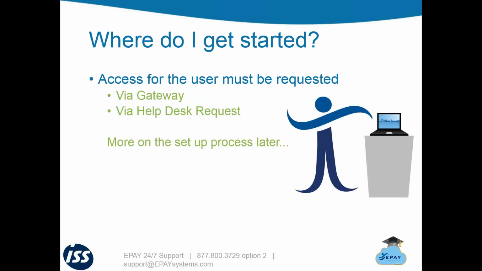So the question is, where do I get started? How do I get in here and start working with WebPunch? Well, the first thing is access for the user has to be requested. So there's two ways we request the access. It's going to be via Gateway, where we have a special form you can go out there and fill out and request the access, or you can do it via help desk request, which when you do the help desk request, we're going to need some information like the employee name, employee email address, and stuff like that. So I'll talk more about this a little later towards the end of our session today, where I have a slide that talks about these points.